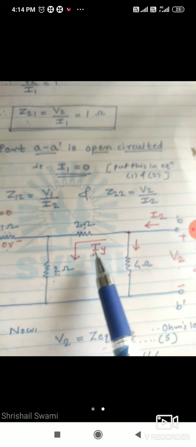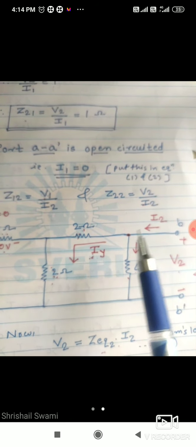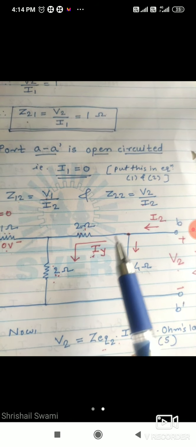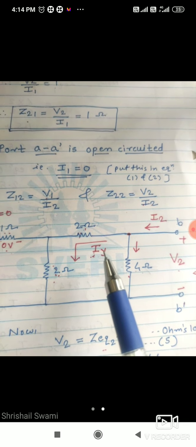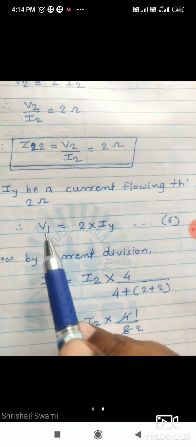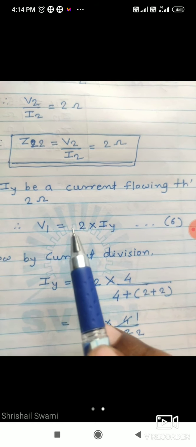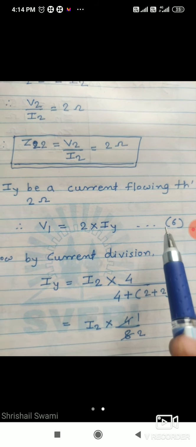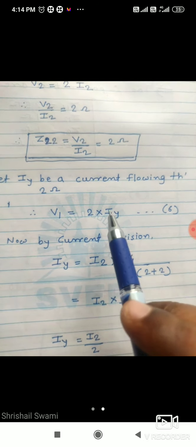Understood? So how to find Iy? Iy we will get due to I2. By using current division, you will get the equation for Iy. So I will start now. According to Ohm's law, V1 is nothing but 2 into Iy. That is equation number 6. So the question is how to find Iy.